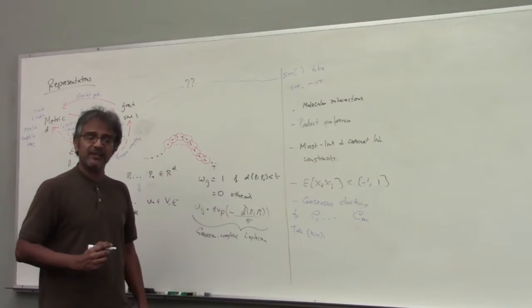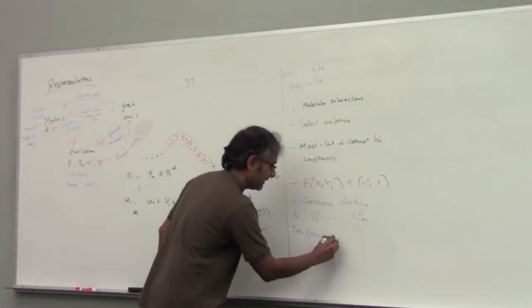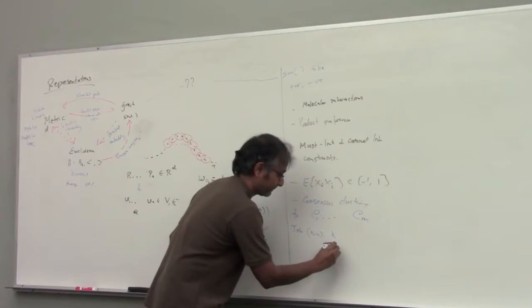You can say in how many clusterings are they in the same cluster? So let's say it's some k. And in how many clusterings are they in a different cluster? So let's say it's some m minus k. Right?